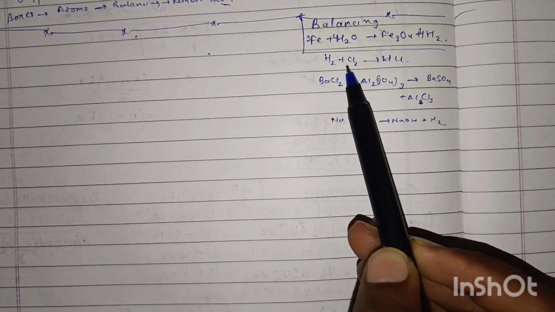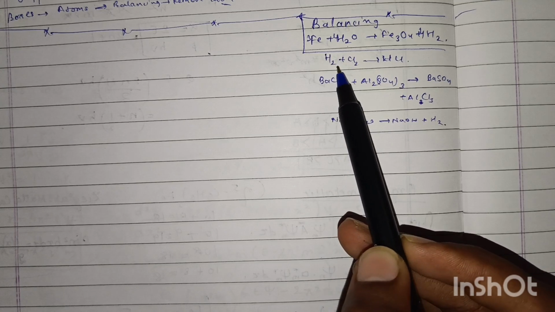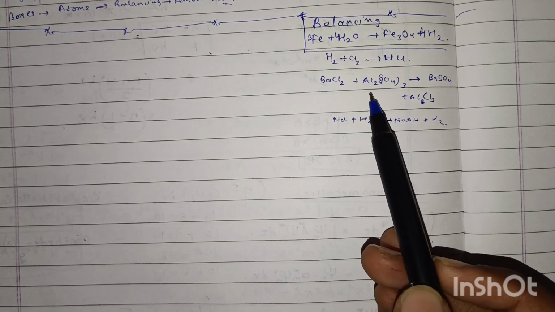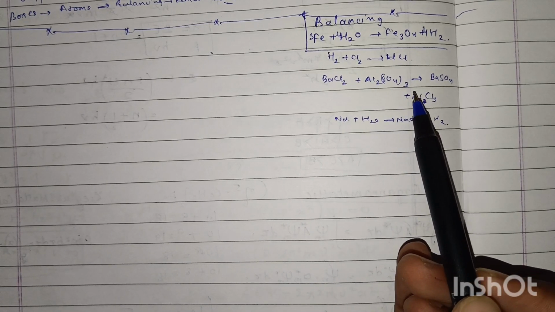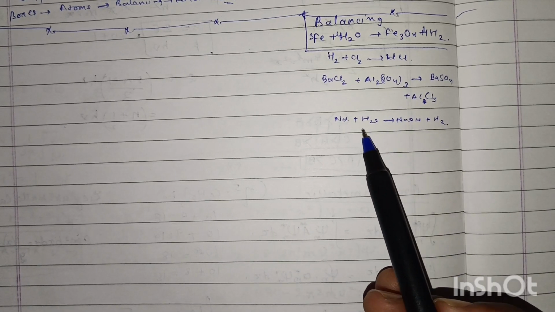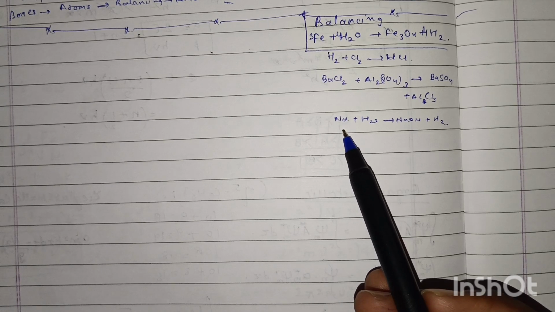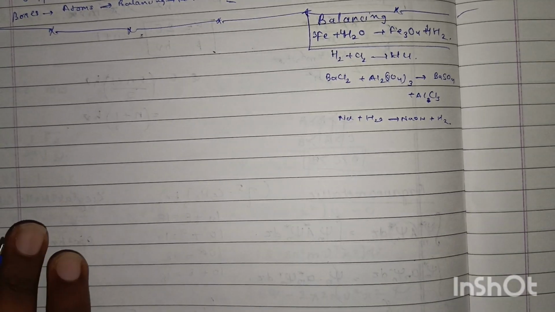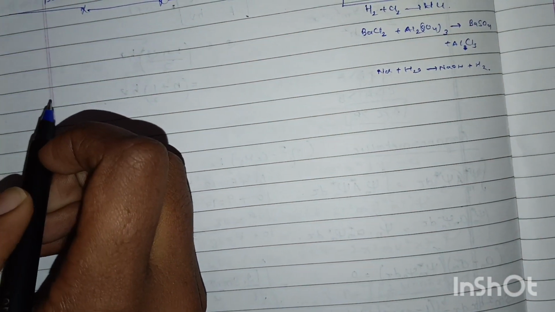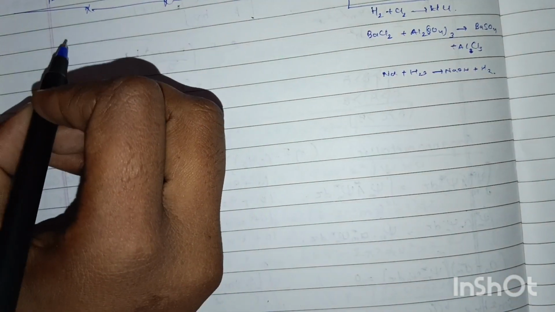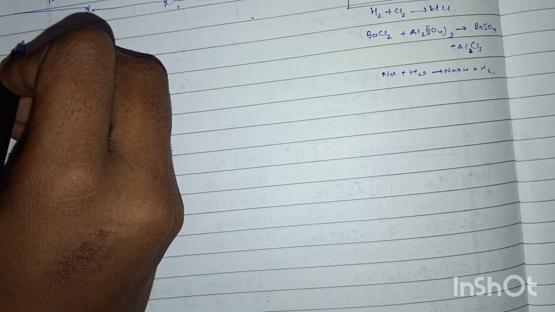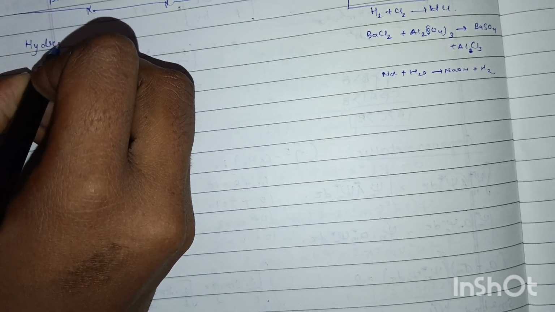Next, H2 plus Cl2 gives HCl, that is hydrogen plus chlorine gives hydrogen chloride. Then barium chloride plus aluminium sulfate gives barium sulfate plus aluminium chloride. And the fourth and last one is sodium plus water gives sodium hydroxide plus H2. So first, we will start with how to write a chemical equation, for example, hydrogen.